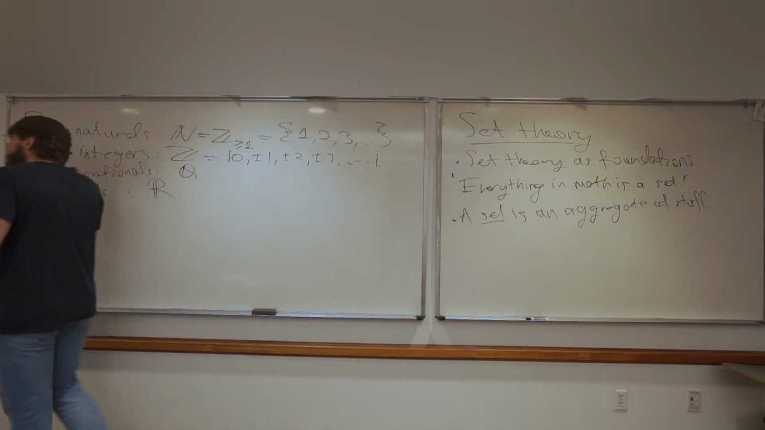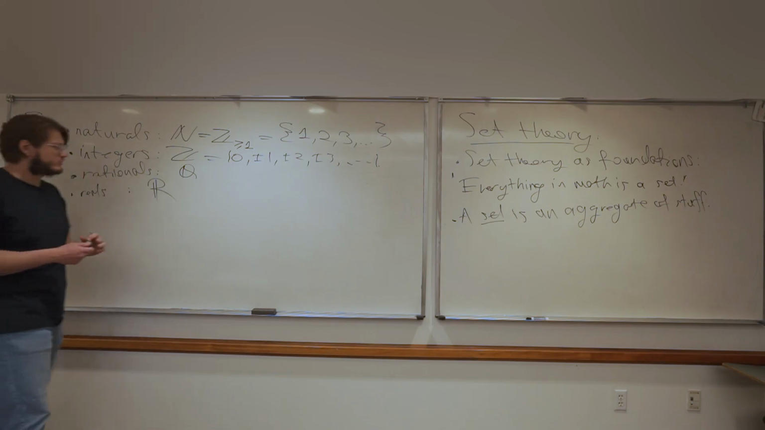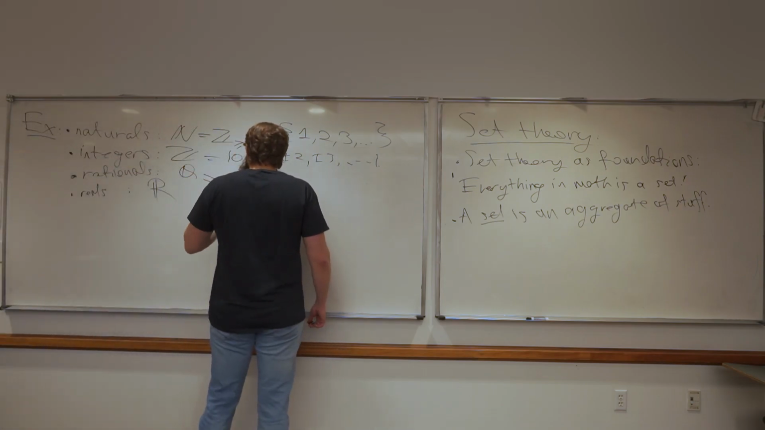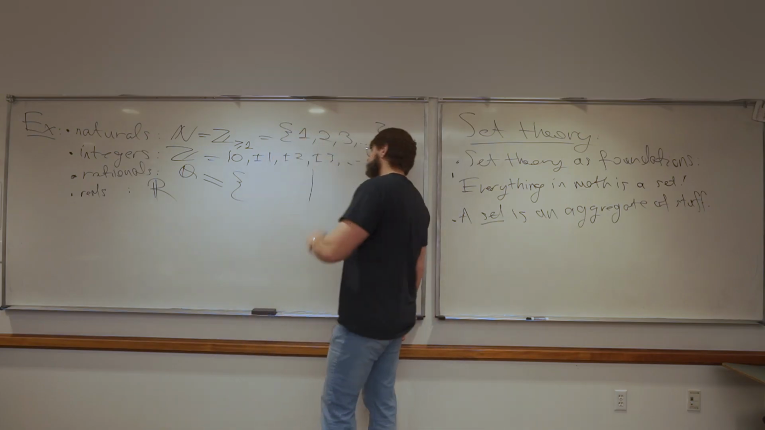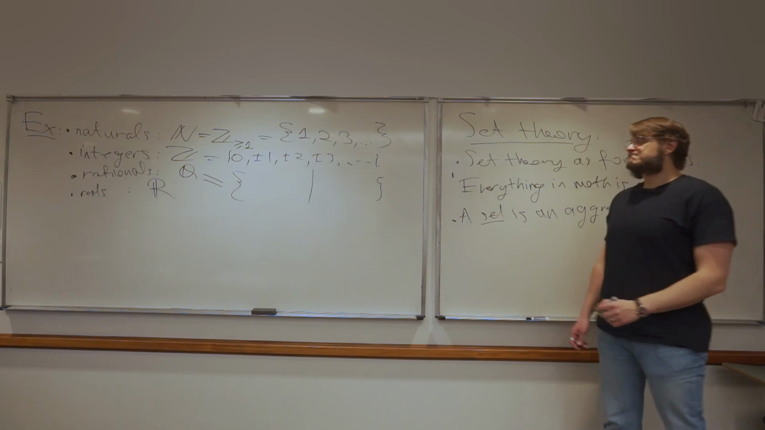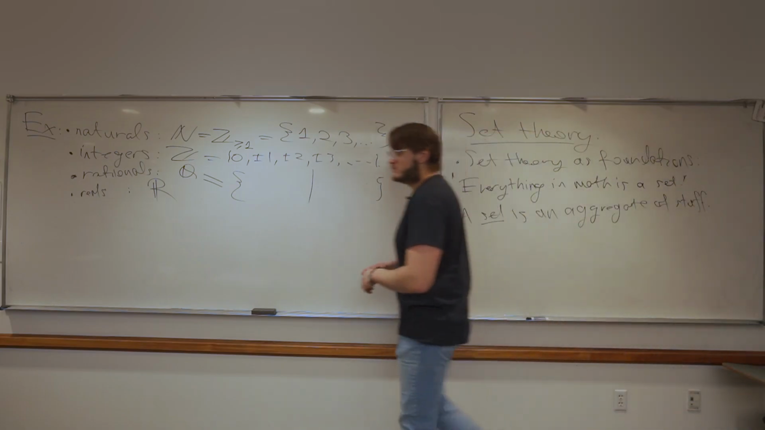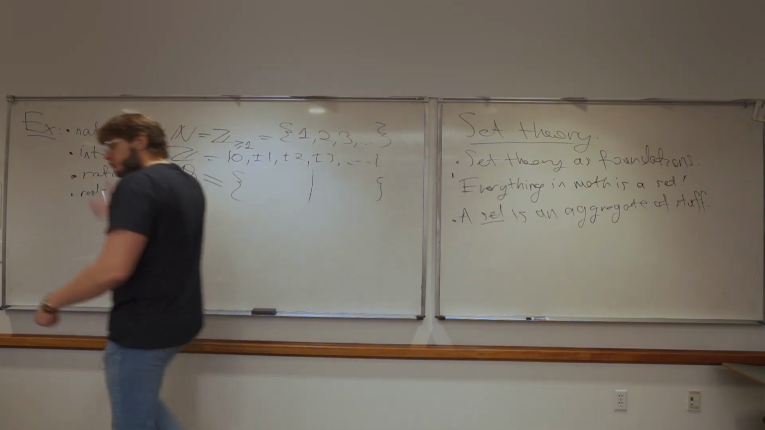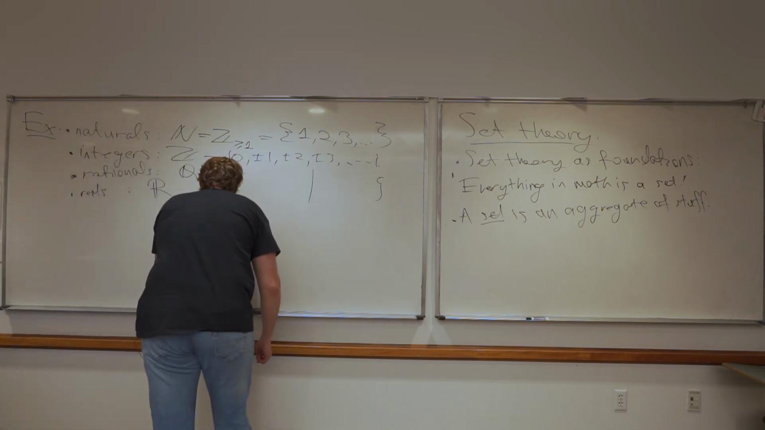Now with rationals, let me introduce yet another way of writing sets down. This is what is called the set builder notation that I'm going to use. So you open braces and close braces, and you put a bar in between. Okay? Sometimes you might see a colon here. I like to use a bar. So this is set builder notation.